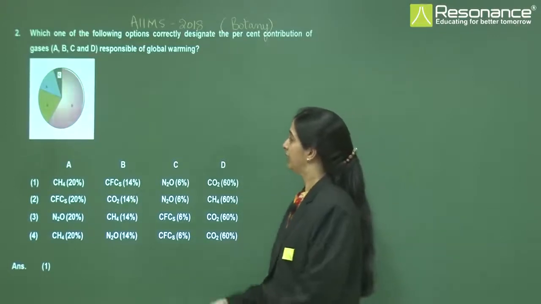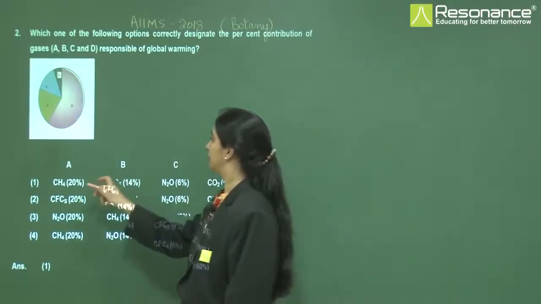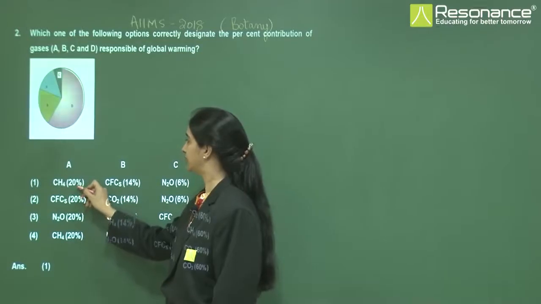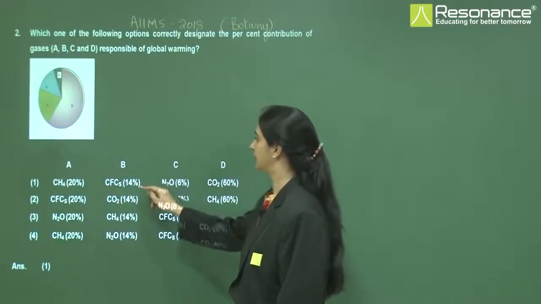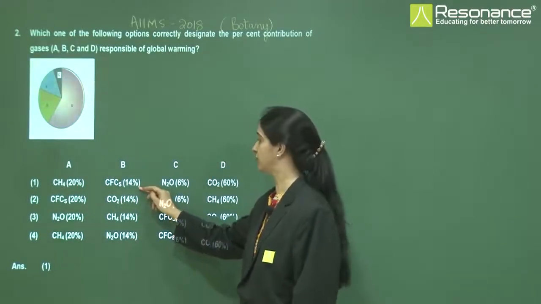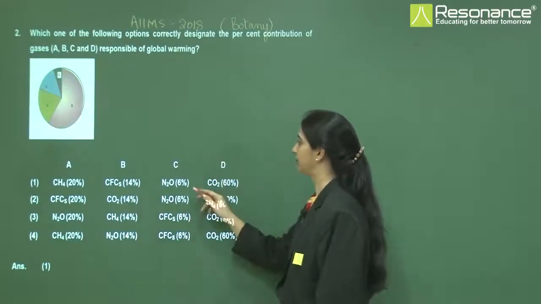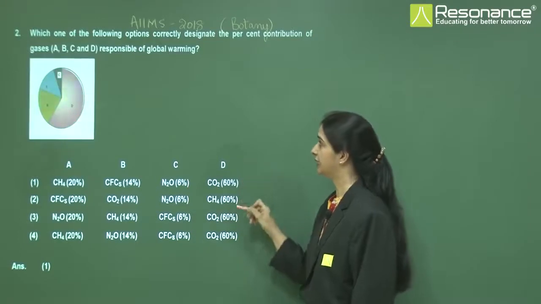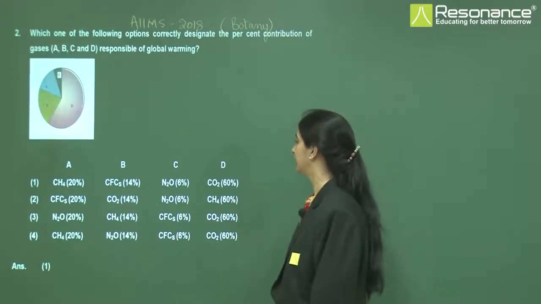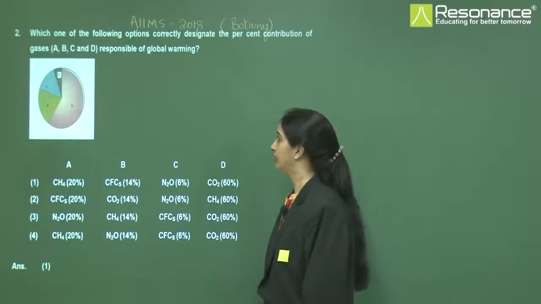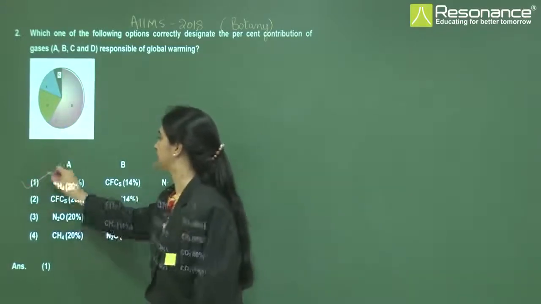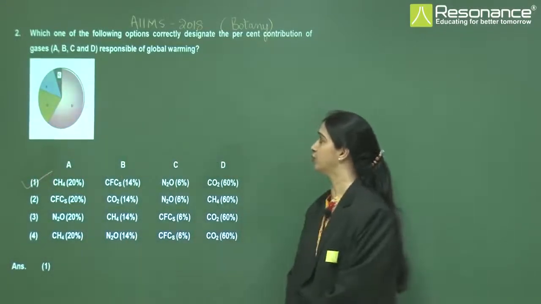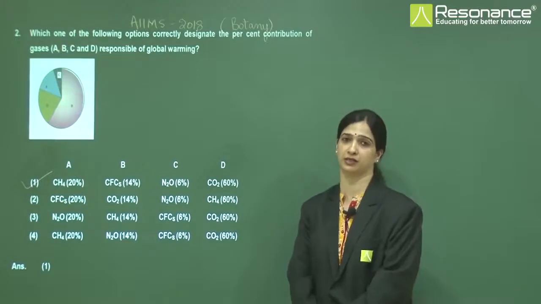So here A will be referring to methane, that is 20%. B will be referring to CFCs, that is chlorofluorocarbons, 14%. C will be referring to N2O, nitrous oxide, 6%. And D will be referring to carbon dioxide, that is 60%. So the correct option will be first. Maximum contribution to global warming is because of carbon dioxide.